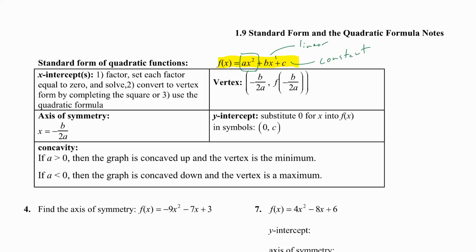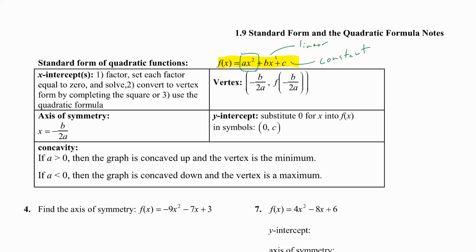term. All right, to find those key characteristics that we've been looking at, one is the x-intercepts. So we have a couple options. One, we can change the problem. We can change that standard form into factored, or some books will call that root form. So we can factor and set each factor equal to 0 and solve. Another option is we can convert it to vertex form by completing the square.